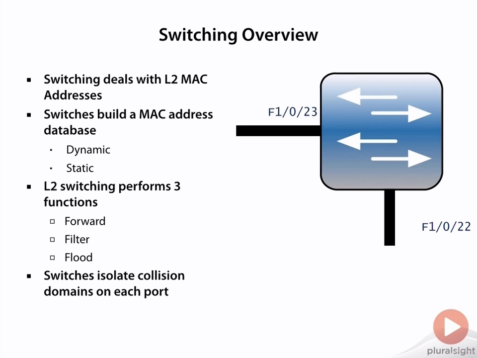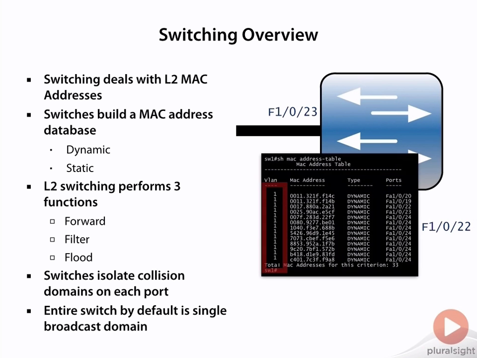We now have two interfaces, F1/0/23 and F1/0/22, and each of those would be a single collision domain. So in this case, we have two collision domains on the switch, and the entire switch by default is a single broadcast domain. The reason that the entire switch by default is a single broadcast domain is because of the way that the switch is configured by default.